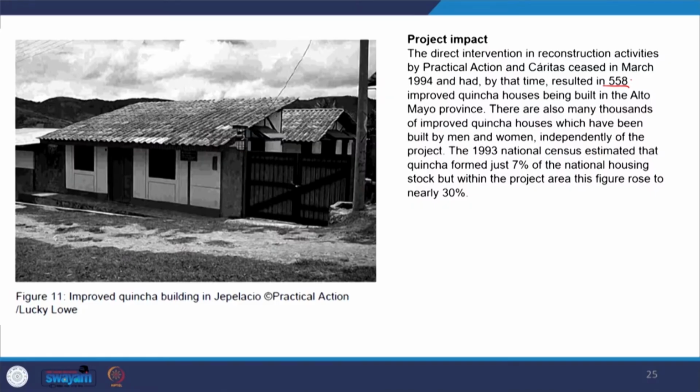So what kind of impact has this project brought? Of course, I'm not going to talk about the whole project management and other things, but just the final outcome of it. In 1994, only 558 improvised quincha houses were built in Alto Mayo province. And in 1993, it only formed 7% of the national housing stock.